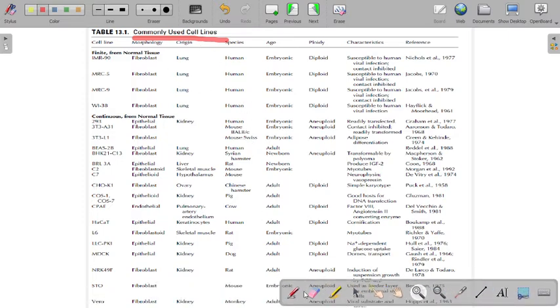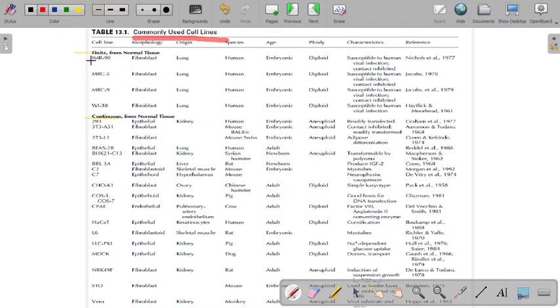A common cell line, what is meant by common cell line? The common cell line means, suppose there are two types of cell lines that we have already seen in our lecture: one is finite cell line, the other one is infinite or continuous cell line, right? I hope you have understood these two concepts.